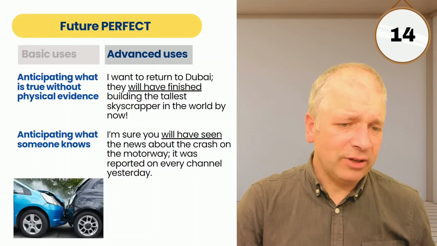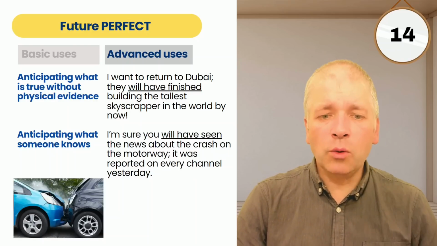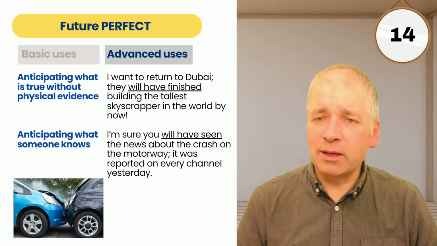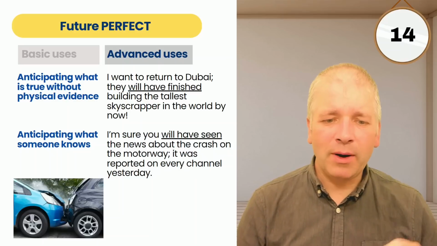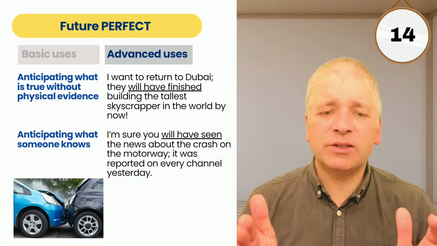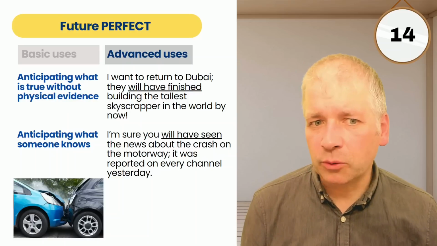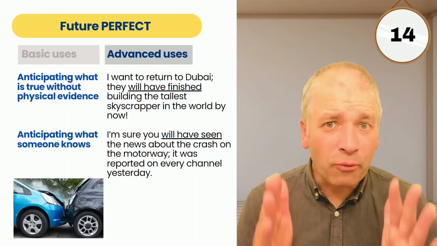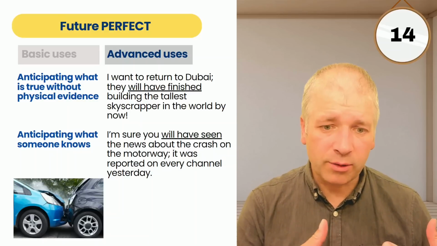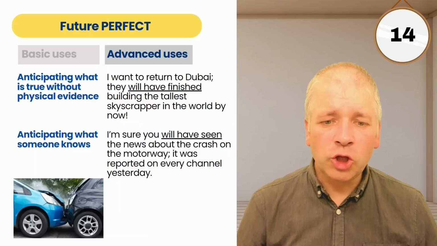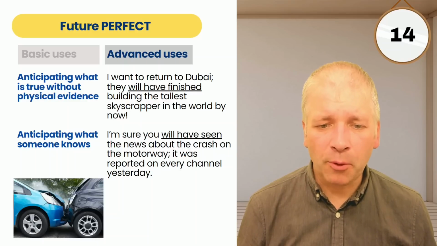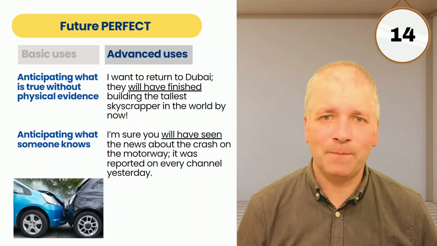If you're anticipating what someone knows, you can also use the future perfect. And in both of these cases, the example about Dubai and the next example, we're actually talking about present time, not future time at all. Here we're using the future perfect for present time. Let's look at the example to do with the picture below. You can see two cars crashing together. I'm sure you will have seen the news about the crash on the motorway. It was reported on every channel yesterday.